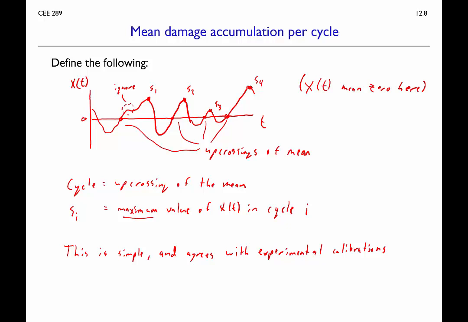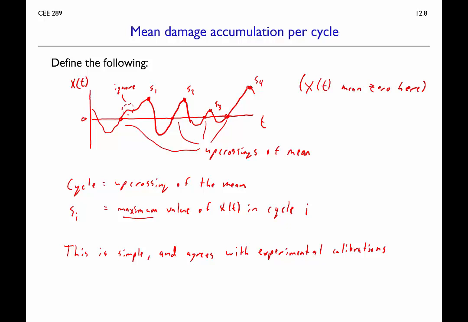the crossings anyways. And you can think about it with this S_i to the b, when we have that exponent on there, it means that the large amplitudes are contributing disproportionately to damage relative to the small amplitudes. And so looking at just the maxima from each cycle is also a reasonable thing to do under that picture.